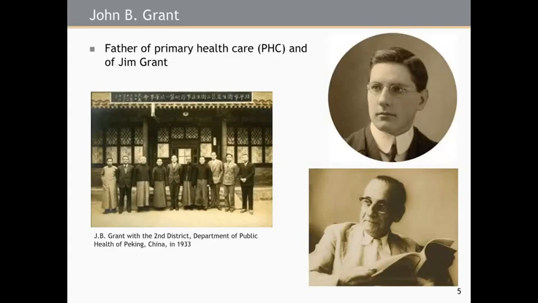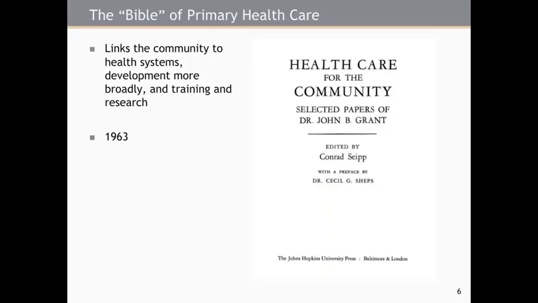At that time, he worked with some of the very well-known Chinese people concerned with improving the welfare of rural China, most notably Jimmy Yen and C.C. Chen. And through that project, he gained a lot of experience that was very influential in the development of primary health care. He wrote this book, which Carl always referred to as the Bible of primary health care, published by the Johns Hopkins Press in 1963, called Healthcare for the Community.